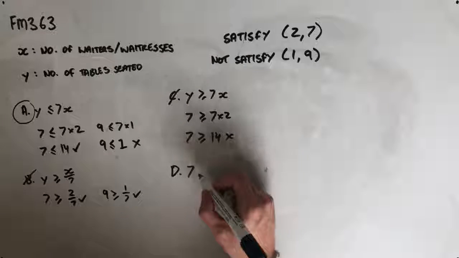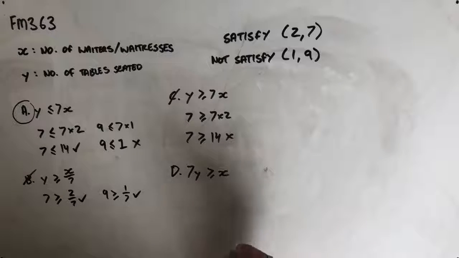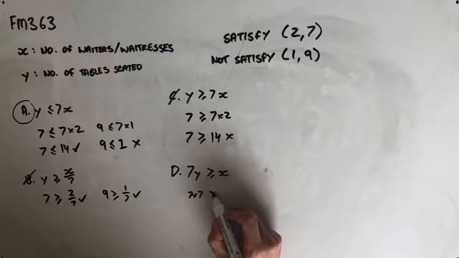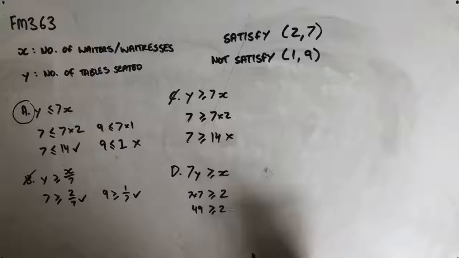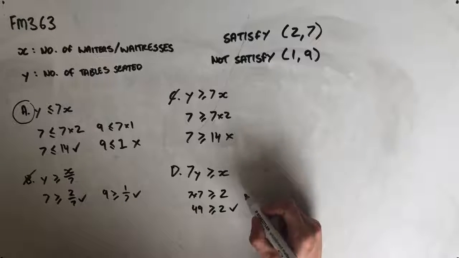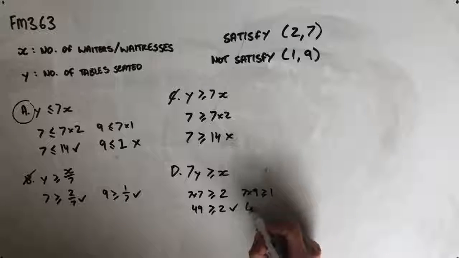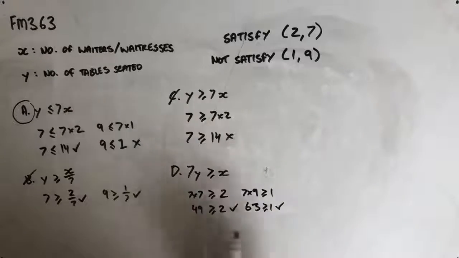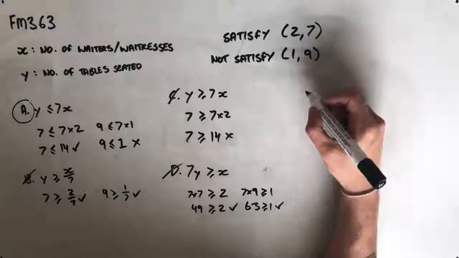Option D says 7y is greater than or equal to x. Putting in our first condition, we should get that 7 times 7 is greater than or equal to 2, or 49 is greater than or equal to 2, which is correct, does satisfy that inequality. And the one that shouldn't satisfy it, we get 7 times 9 is greater than or equal to 1, which says 63 is greater than or equal to 1. This satisfies that, and it shouldn't, meaning that D is also not our correct answer.